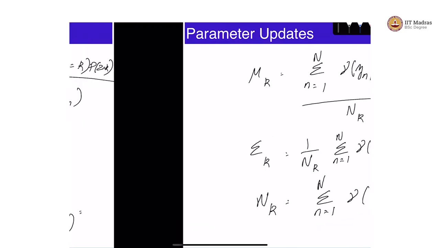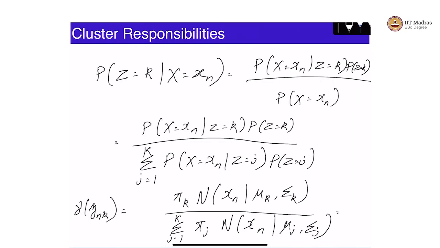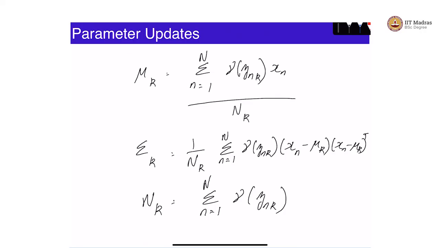This step of finding the cluster responsibilities when you are given the parameters is called the E step. And finding the parameters when you know the cluster responsibilities gamma of z n k is called the M step. Put these together, you get what's called the EM algorithm. You first initialize the parameters randomly, you do the E step, then the M step, then the E step, then the M step, and so on. You can keep on alternating till you have reached convergence.